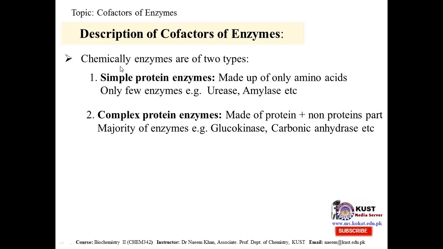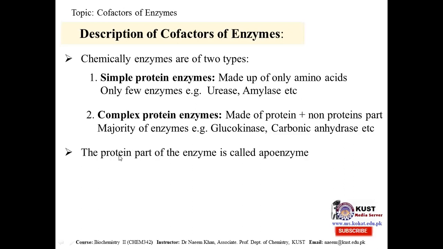So the first thing is, chemically speaking, enzymes are of two types: simple protein enzymes, which are only a few and are made up of only amino acids, and complex protein enzymes, which are the majority and are made up of protein and some non-proteinous part. These are all the major enzymes we know so far.